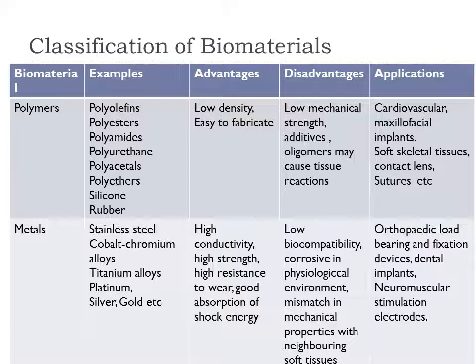Again, the neighboring tissues around the metal are used to having a cozy, smooth, soft surface around them. So suddenly you're replacing it with a very hard, rigid metal, and the tissues might not like it. So there's a mismatch in the mechanical properties, and that can lead to certain inflammation. These are the disadvantages of using metals.